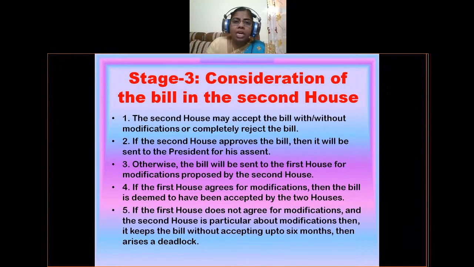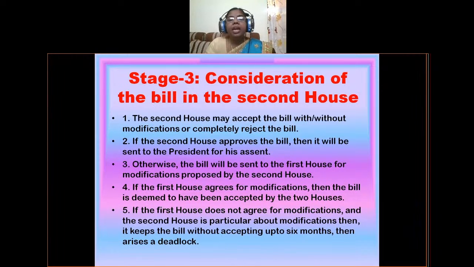The second House demanded modifications, that is why it was sent to the first House. Then if the first House agrees to the modifications proposed by the second House, the bill is deemed to have been accepted by the two houses of the Parliament. That means the bill is approved by both the houses. But if the first House does not agree to the modifications and the second House is particular about them, then it keeps the bill without accepting for up to 6 months.